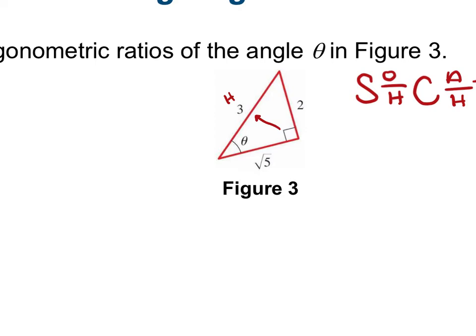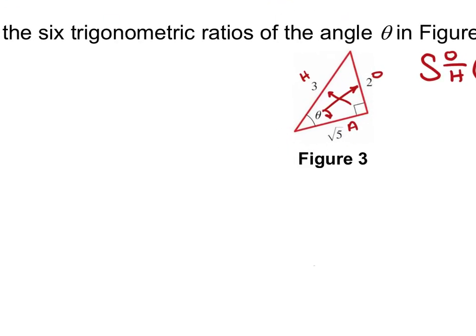Then look at where theta is. Opposite of that is the 2. That's your opposite. Adjacent to that is that square root 5. That's your adjacent. So you have your hypotenuse, your opposite, and your adjacent now.